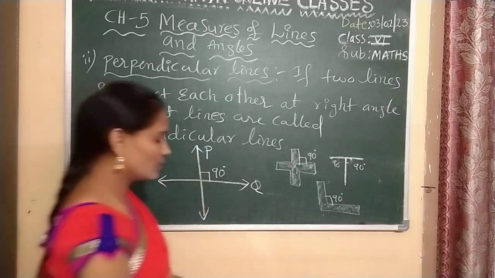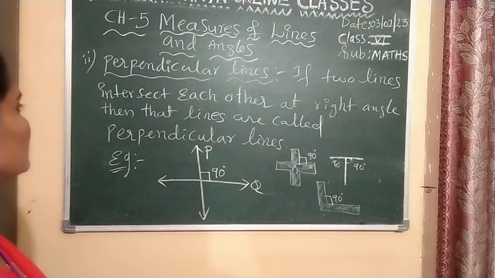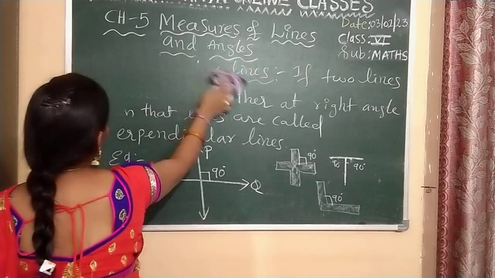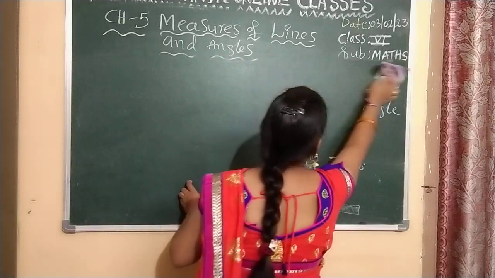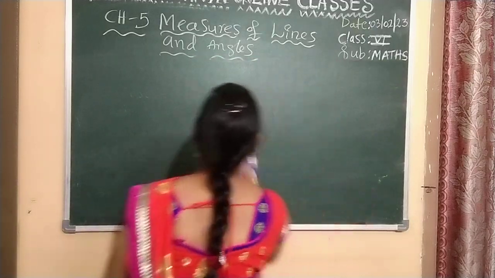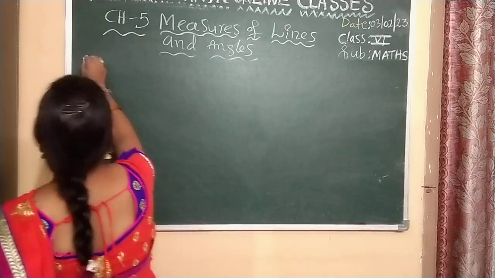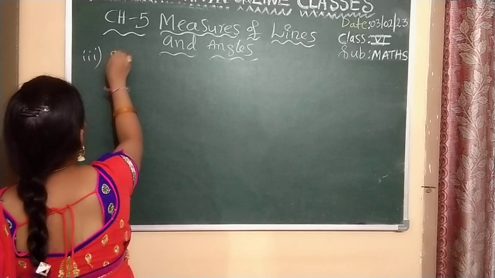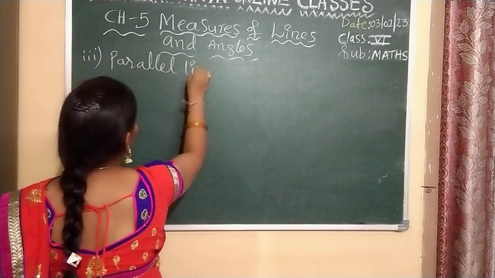Next, third one. Take a screenshot once. Next, I am going to explain the third one. Those are parallel lines. What is the definition of parallel lines? Third one, parallel lines.